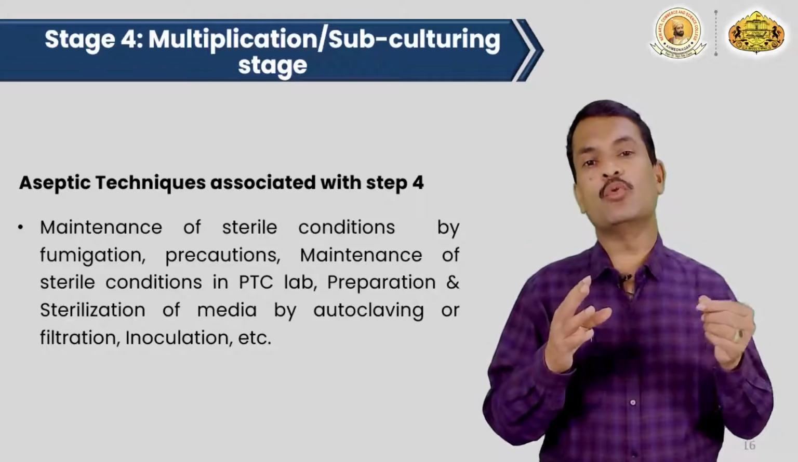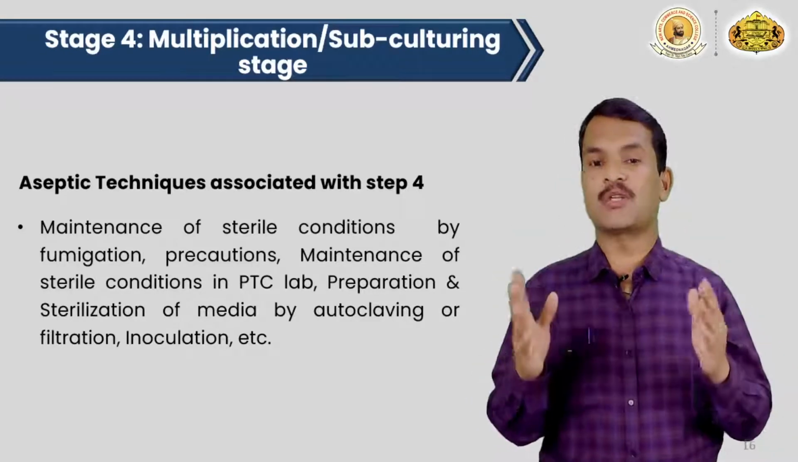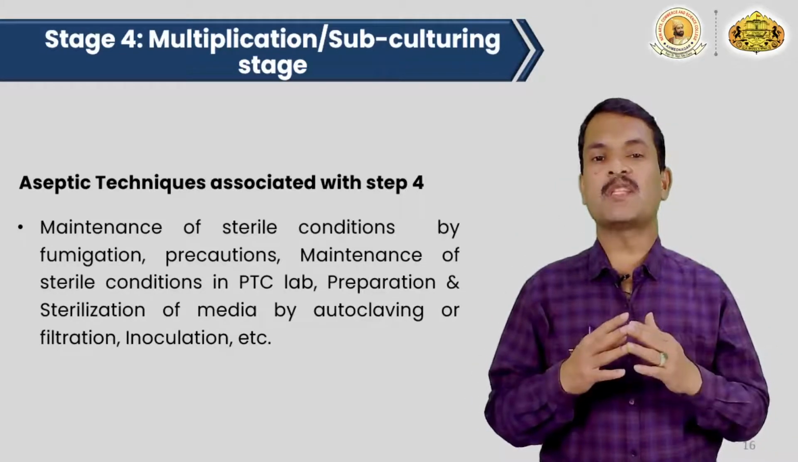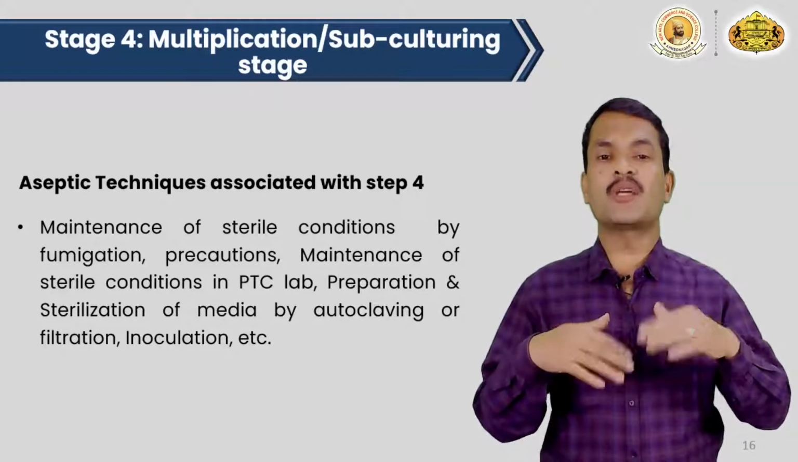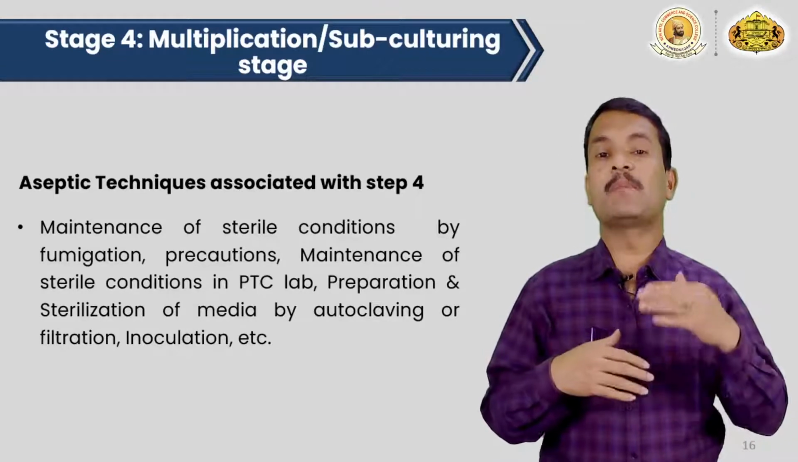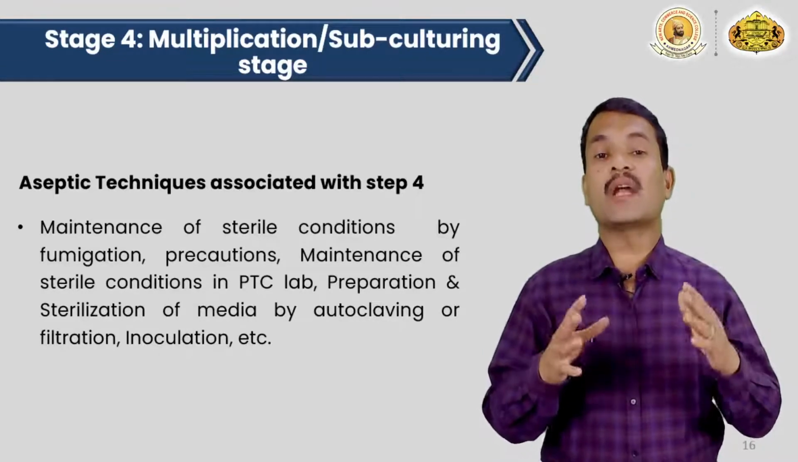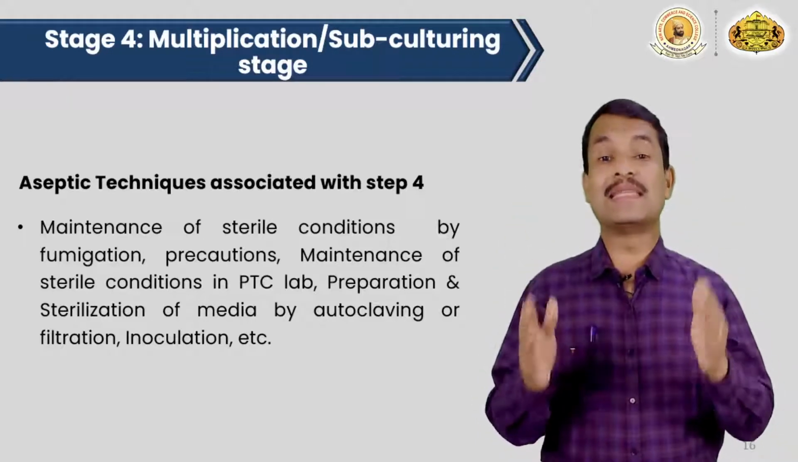we are going to transfer it to another media which is known as the multiplication media. In this multiplication media we are going to maintain, for example if you want to make shoots, more amount of cytokinin, and because of that the plant cells will grow and develop into the shoot. So this is going to happen within this stage.